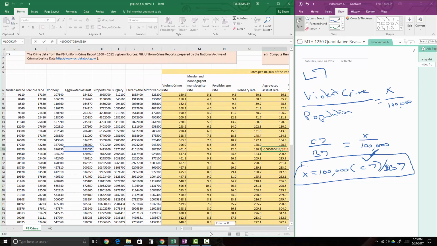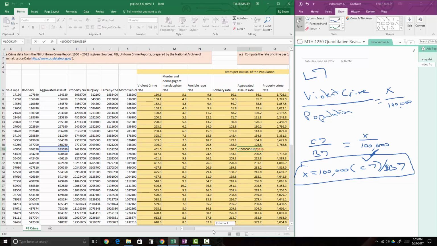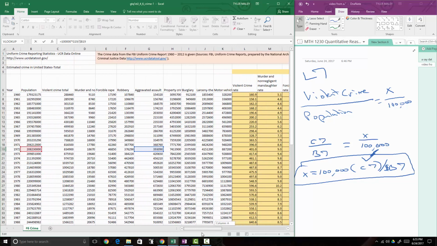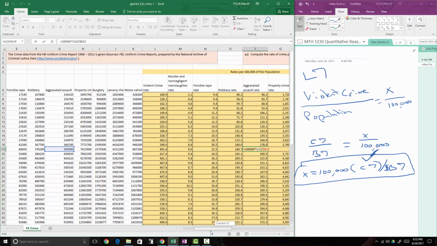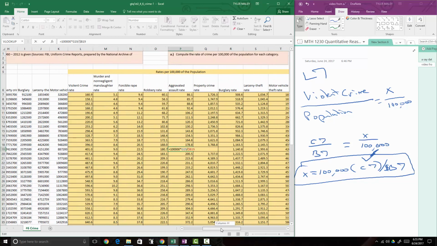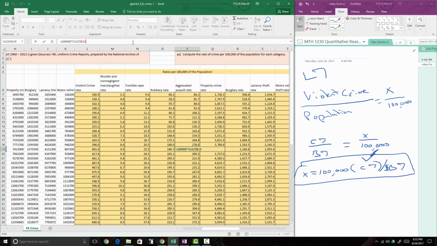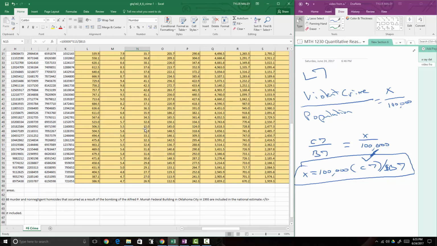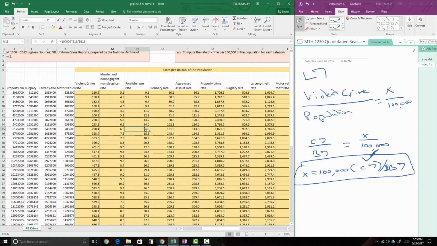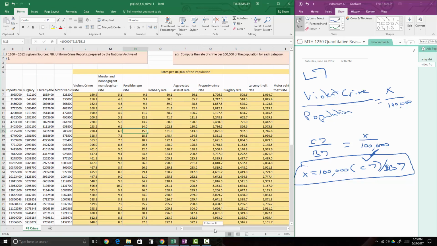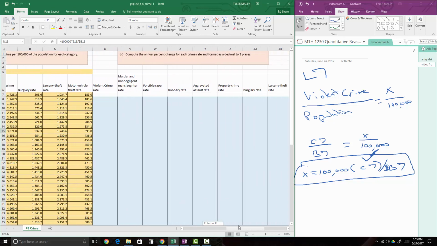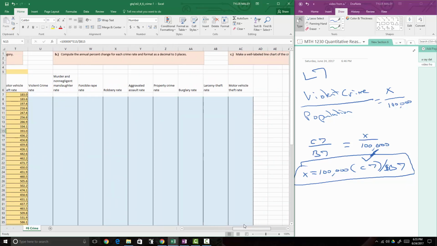So to do this, we took 100,000 times G19, so G19 is aggravated assault rate, that's right, and then divided by the population for that year. So that looks good. So I'm convinced this looks good. I don't have any values that really stick out to me as way too big or way too small. This seems right, so we're good there. So now we're ready for part B.